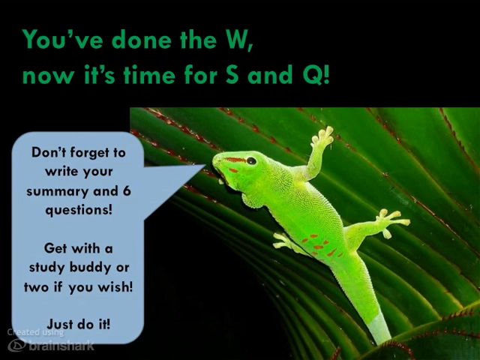So you've written your notes. Now it's time for the summary and the questions. Remember, the summary goes at the end. 3 or 4 sentences. Tell me what these notes are about. Then either use your textbook or get with a study buddy and come up with your 6 questions. Remember, 3 level 1, 2 level 2, and 1 level 3 question. You can have more than 6 if you want, but you can't have less than 6. So just go do it, guys. See you in class.